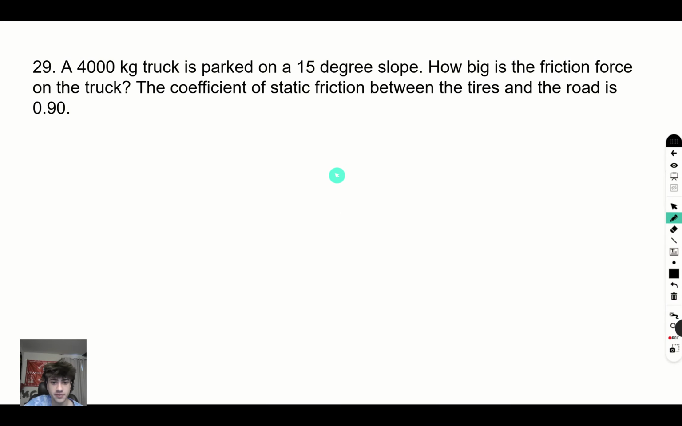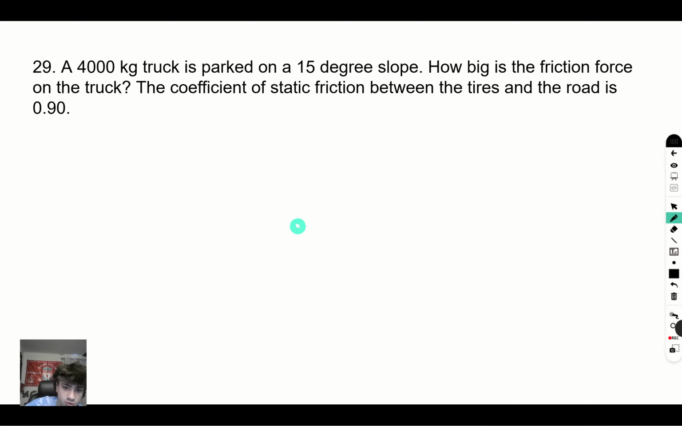Today we have another physics problem on friction, so let's get straight into it. A 4,000 kilogram truck is parked on a 15-degree slope. How big is the friction force on the truck? The coefficient of static friction between the tires on the road is 0.90.